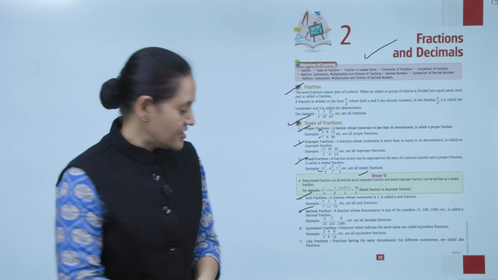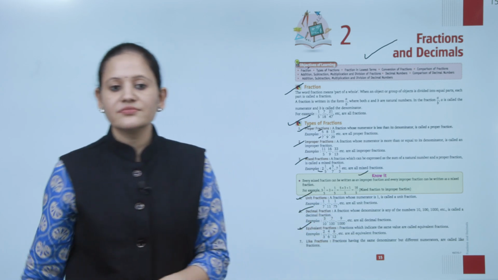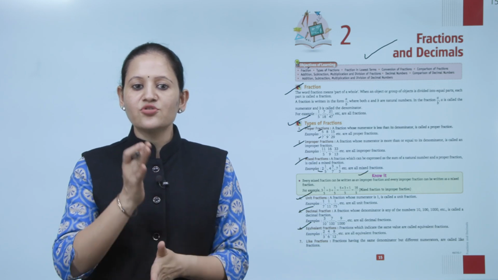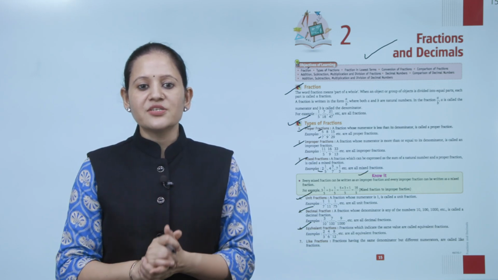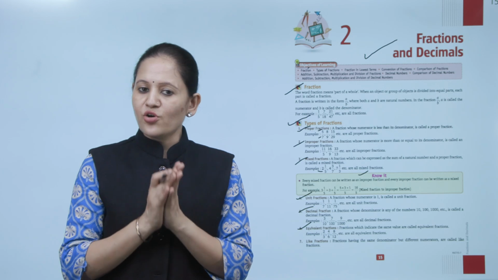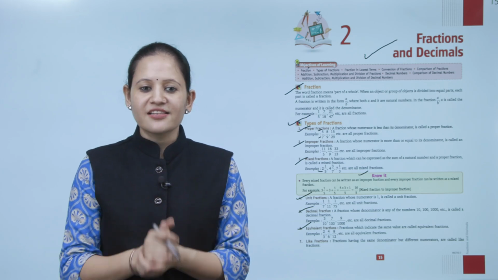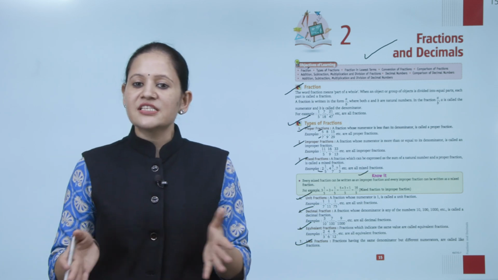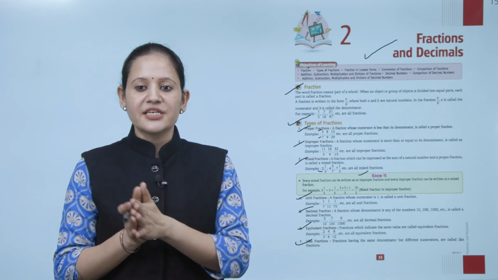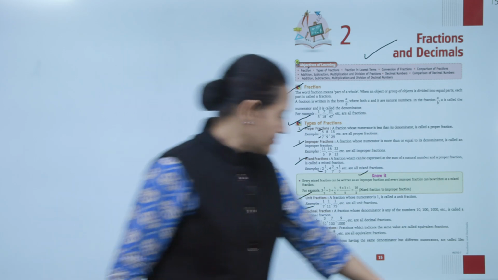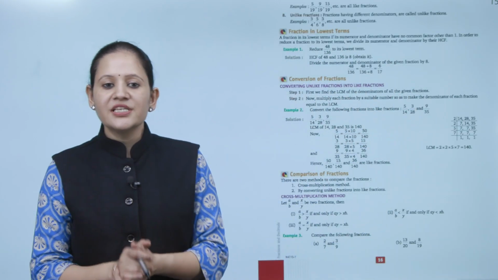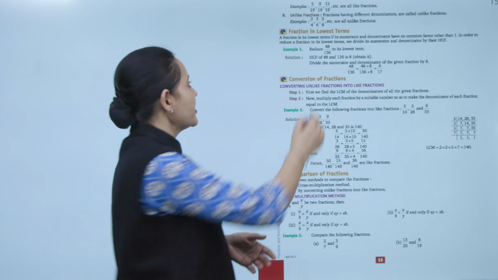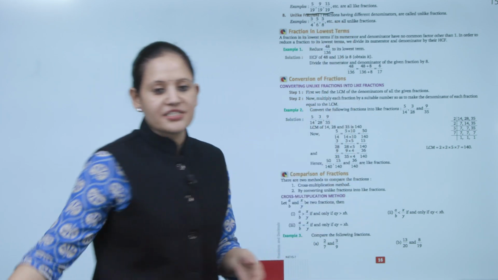Next is equivalent fractions. Fractions which indicate the same value are called equivalent fractions, like 2 by 3, 4 by 6, 8 by 12. All represent the same value. Next is like fractions. Fractions having the same denominator but different numerators are called like fractions. For example, 5 upon 19, 9 upon 19, 15 upon 19. All have the same denominator 19, so they are like fractions.